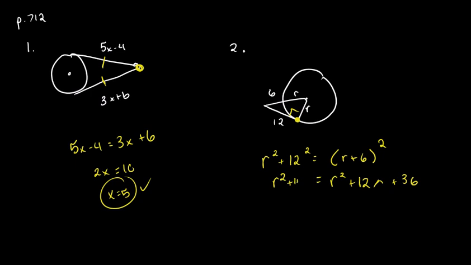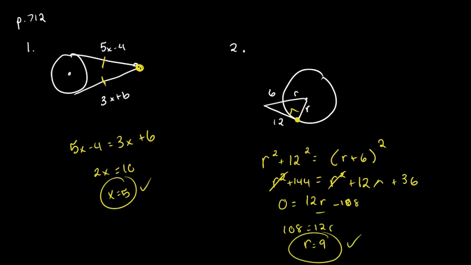R squared plus 144. I would combine my like terms and try to move everything to one side. So I subtract the r squareds, and I'm left with 12r and 36 minus 144, which is minus 108. Alright, so then I would solve for r. Since it's just r, I'd just move my constant over to one side. 108 equals 12r, and that would come out to r equals 9. And this would make sense. It's positive, so your radius is worth 9.